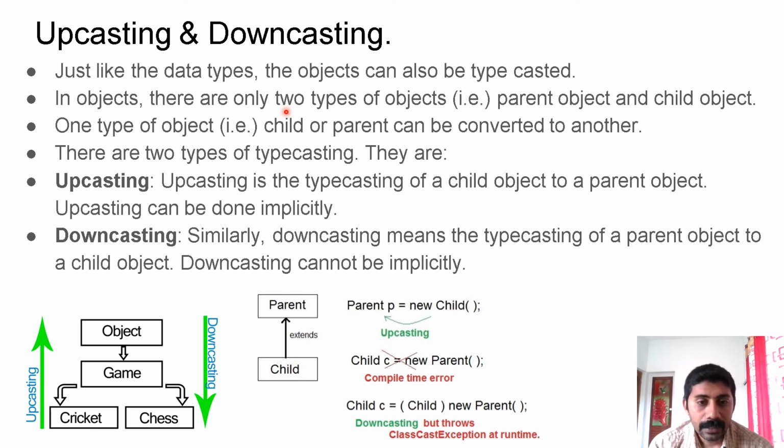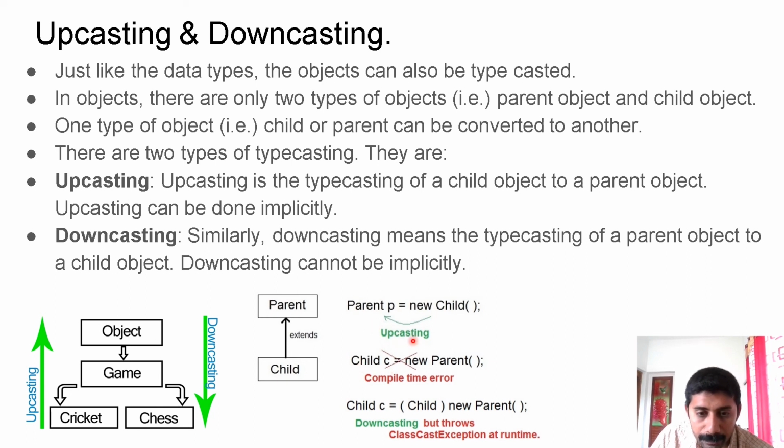Upcasting is the typecasting of a child object into a parent object. So this is the parent, this is the child. Upcasting means converting the child to parent, up. Downcasting means converting the parent to child. Here you can see one example. Parent is the parent class, child is the child class. Parent p equal to new child. This is upcasting. This will happen without any additional code. This works fine. This is allowed. For upcasting, you don't need to do anything.